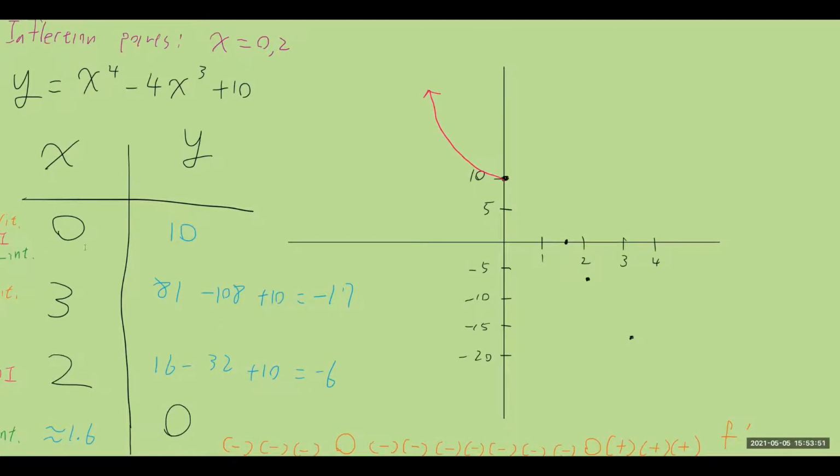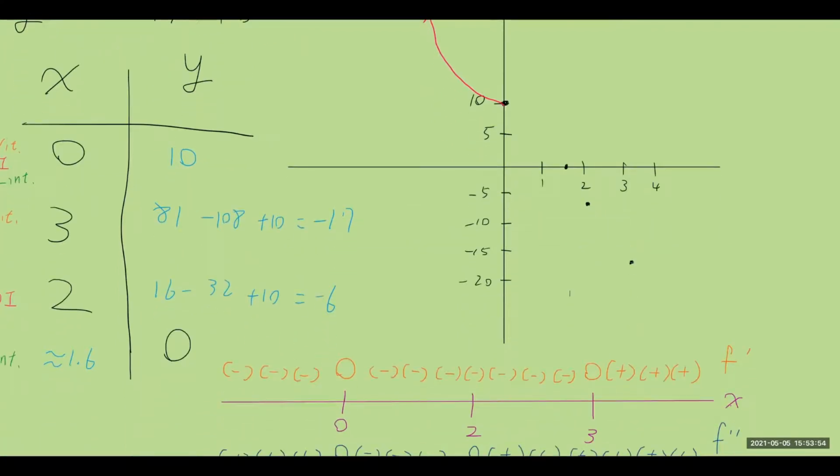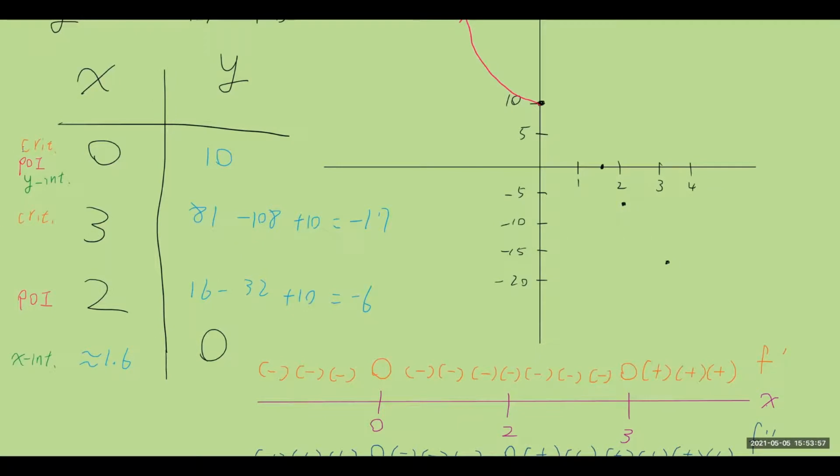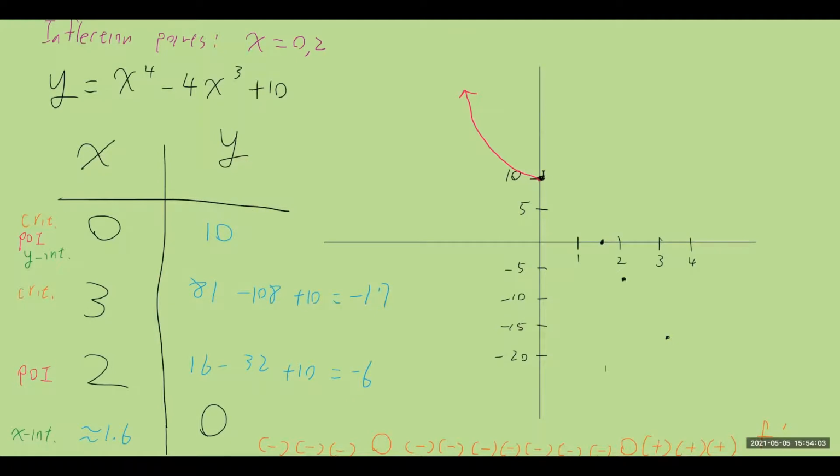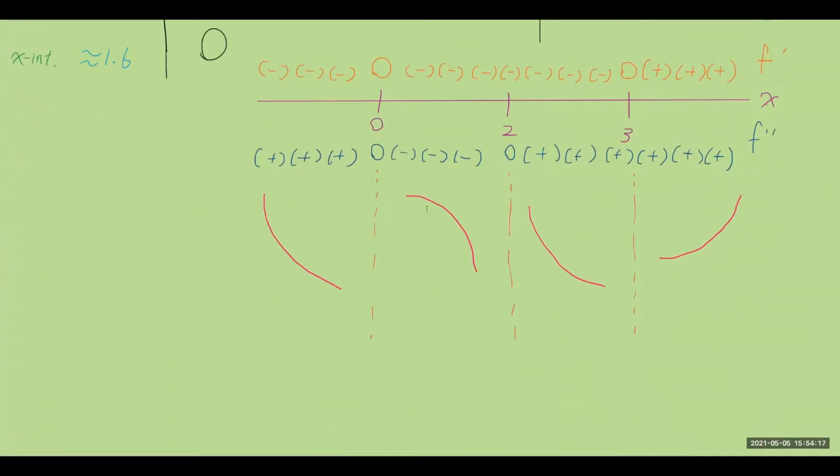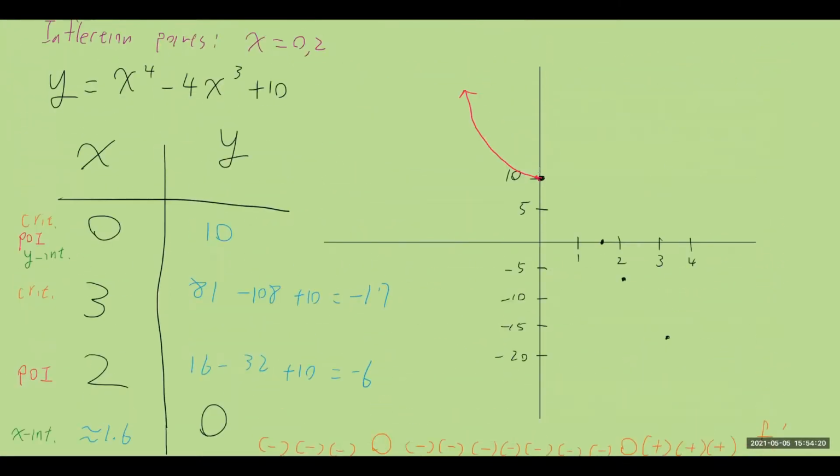Something like that. Now x equal to 0 is a critical point, point of inflection, and y-intercept. That means at x equal to 0, this point 0, 10, it will act as a horizontal tangent and the change of concavity. Let's look at between 0 and 2. Between 0 and 2 is decreasing and concave down. So we're going to go from this point to 2 and negative 6 using this sort of curve. It's pretty hard to graph.